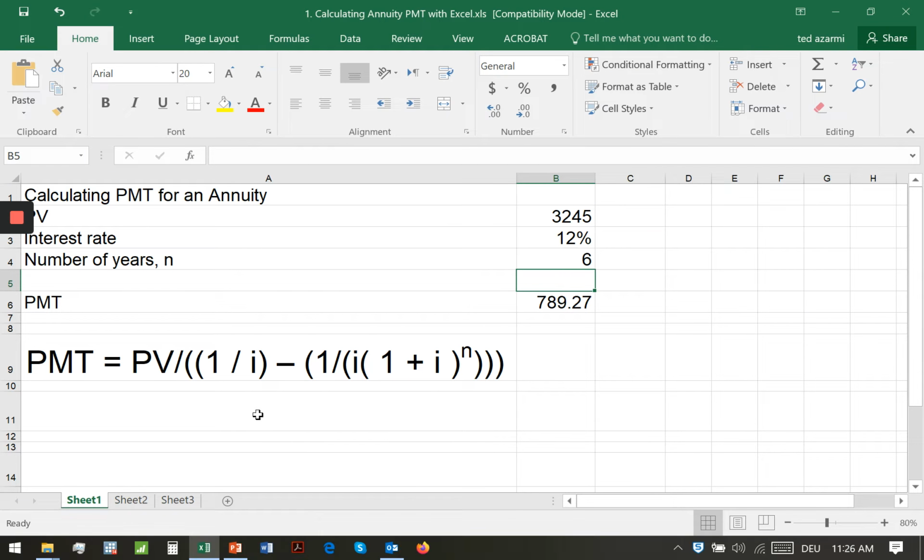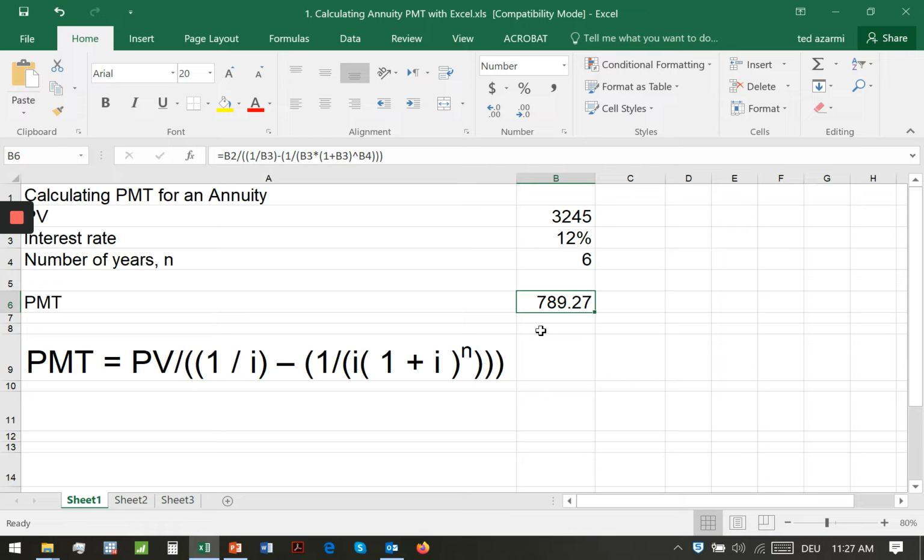Here is our Excel sheet. To calculate this payment for an annuity, we say the present value is 3,245. Interest rate is 12%. Number of years is 6. And here we calculate payment, which is from this Excel formula that is in the window. And that's the same as the formula we have here. And we get the 789.